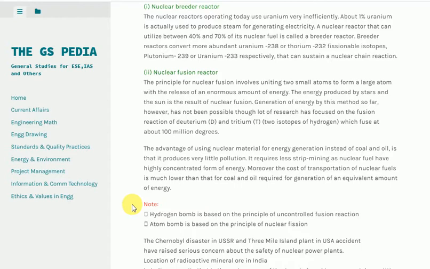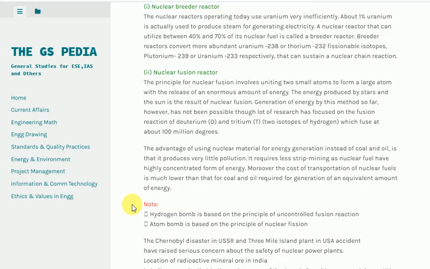2. Nuclear fusion reactor. The principle for nuclear fusion involves uniting 2 small atoms to form a large atom, with the release of an enormous amount of energy. The energy produced by stars and the Sun is the result of nuclear fusion. Generation of energy by this method so far, however, has not been possible, though a lot of research has focused on the fusion reaction of deuterium-D and tritium-T, 2 isotopes of hydrogen which fuse at about 100 million degrees.